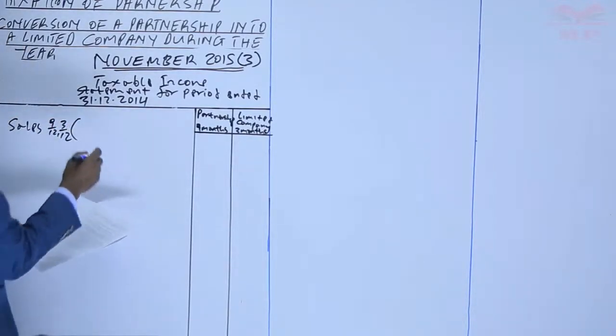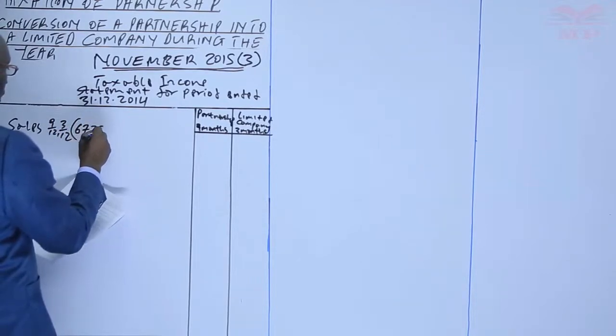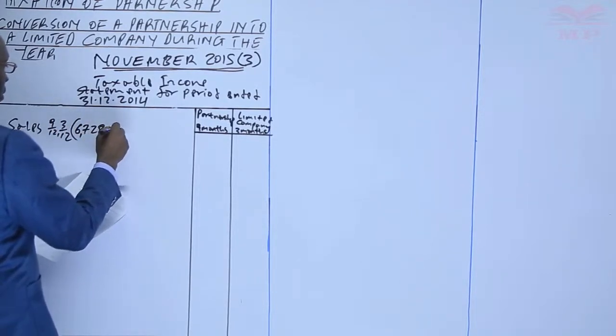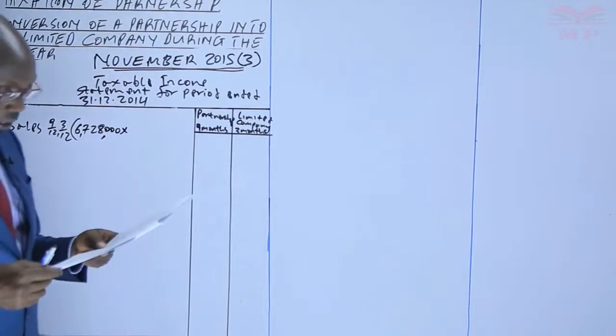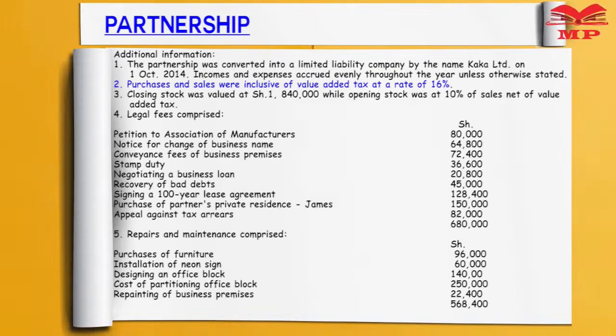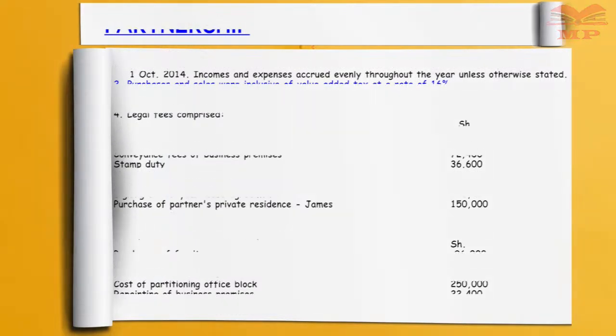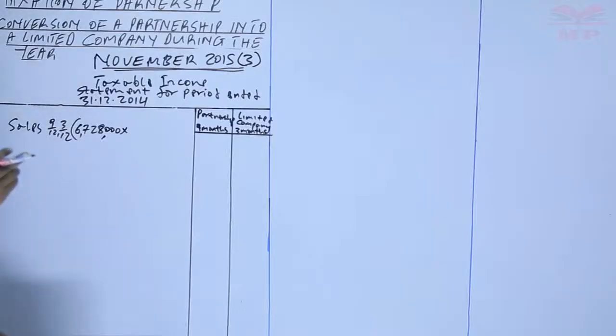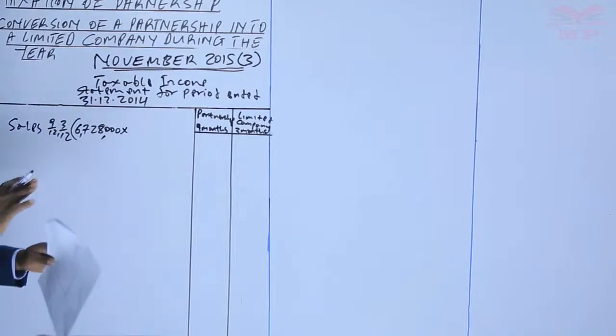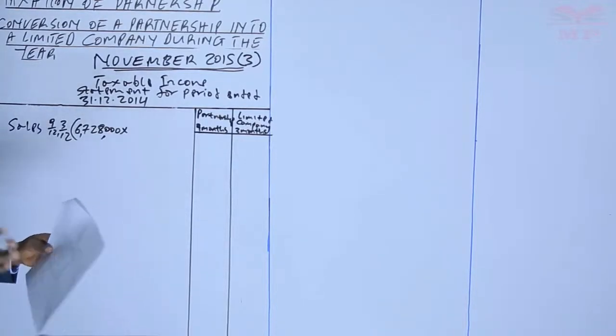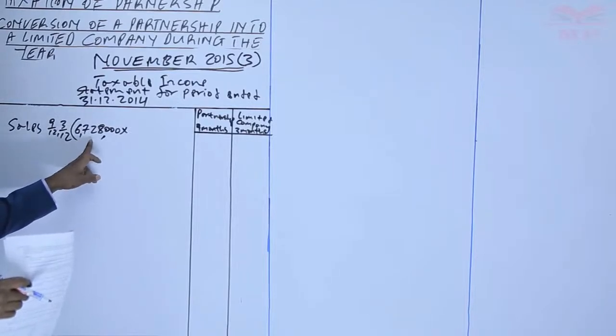The sales figure given is 6,728,000. But there's something that we are told about this sales. If you look at additional information number 2, we are told that the purchases and sales were inclusive of VAT at the rate of 16% where applicable. So this sales is at 116%. Remember, when you're getting the taxable income, VAT should not be factored in anywhere. So if they have the VAT, we need to remove the VAT.